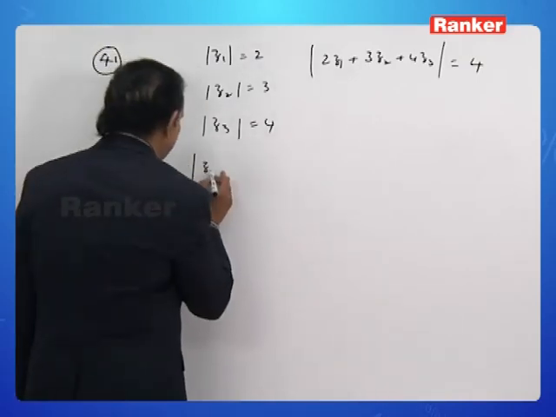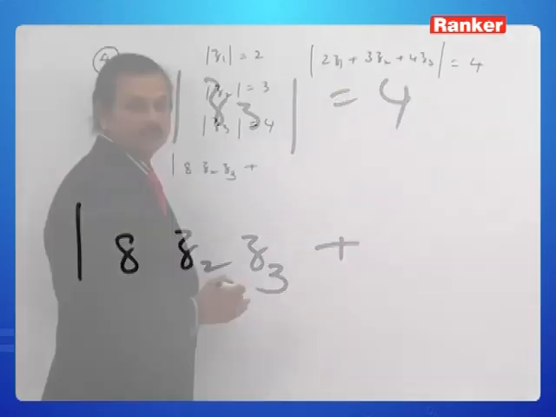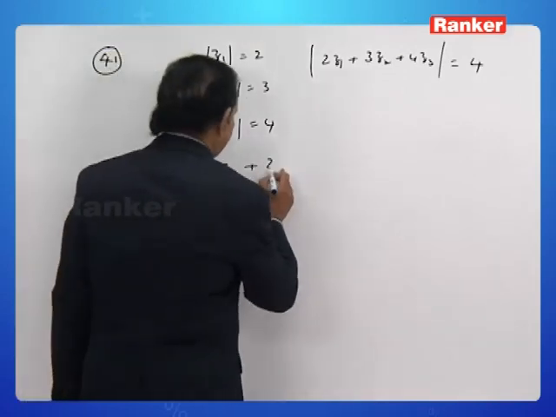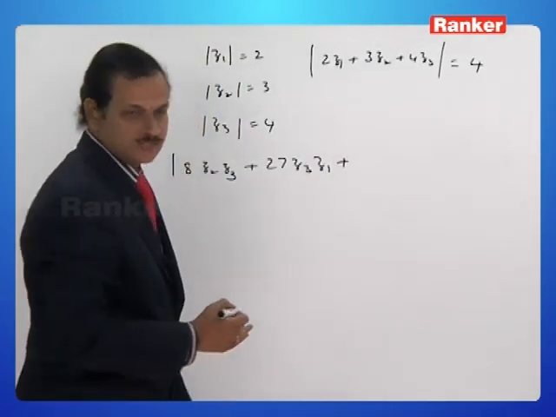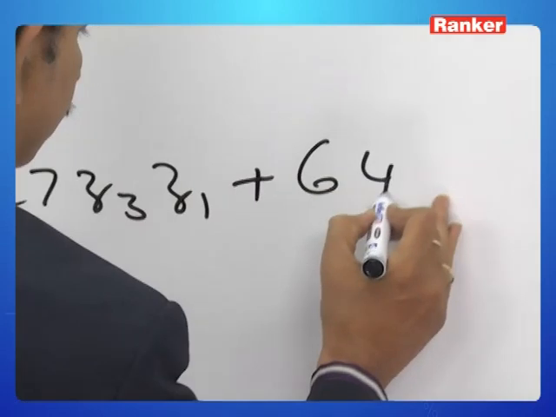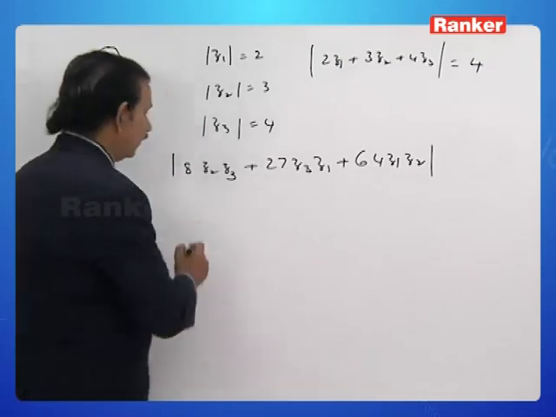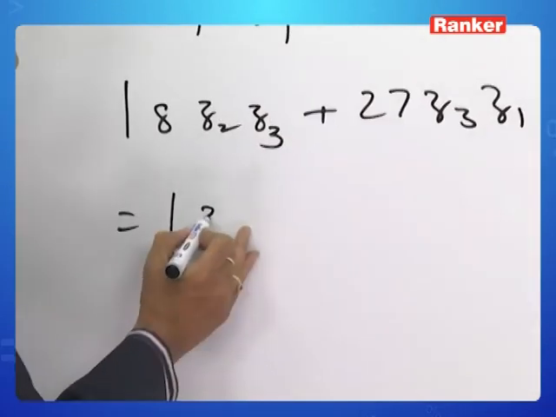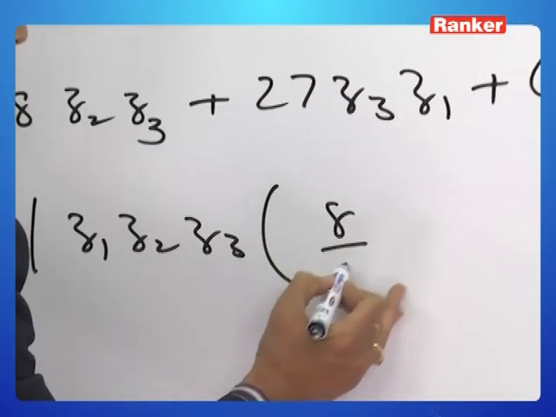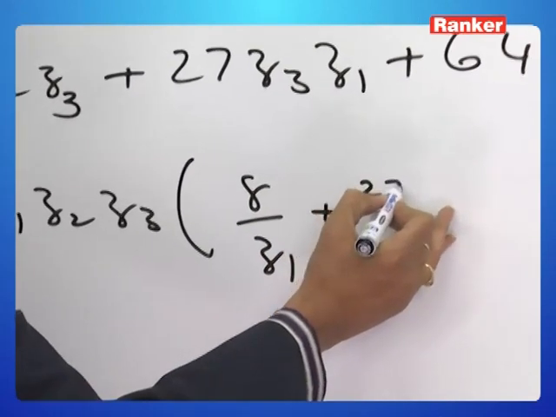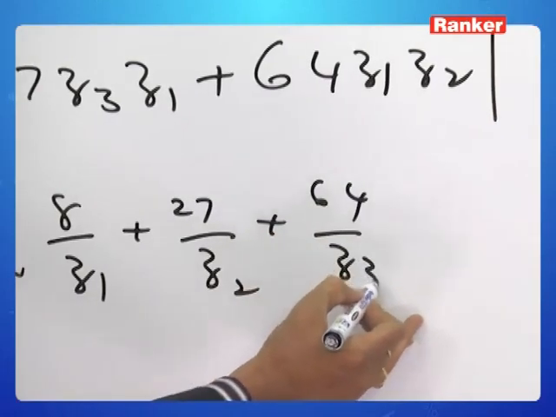8Z2Z3 plus 27Z3Z1 plus 64Z1Z2. Now, this can be written as Z1Z2Z3 into 8 by Z1 plus 27 by Z2 plus 64 by Z3, isn't it?